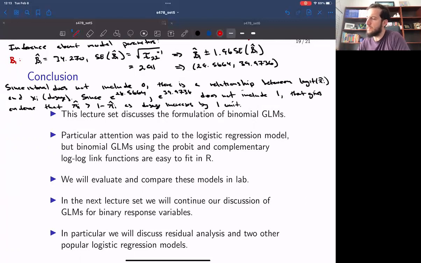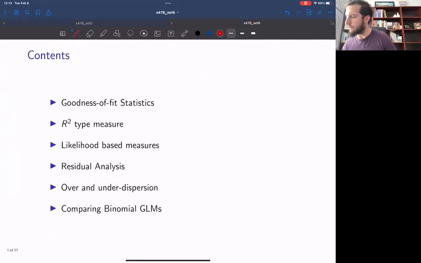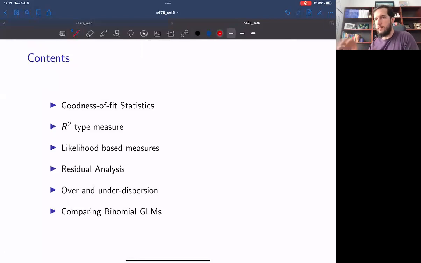So what we're going to do in the next lecture set is discuss evaluation and discuss comparison. So we're going to look at a variety of different techniques to evaluate the model. We're going to talk about goodness of fit statistics. We've already seen one of these, which is the deviance. We're going to talk about R-squared type measures, so values that are a ratio constrained between 0 and 1, that are meant to basically illustrate how much information is gained by a particular model with reference to another model.